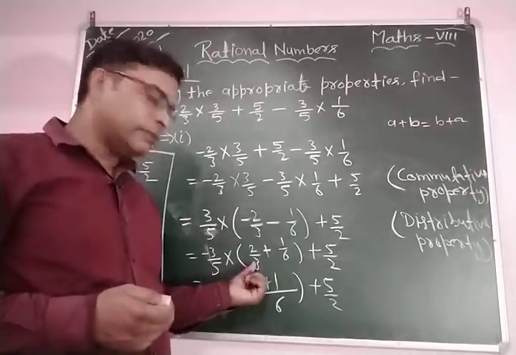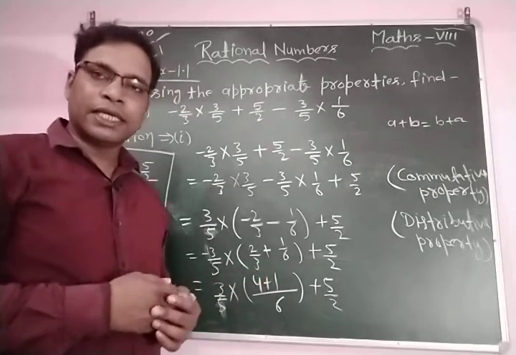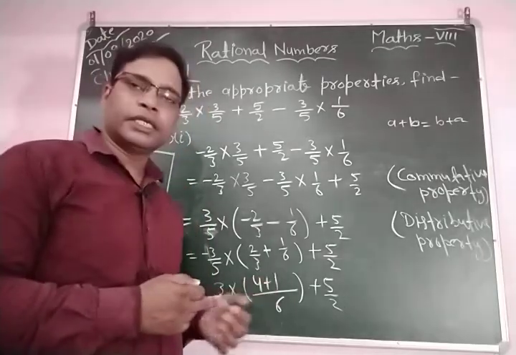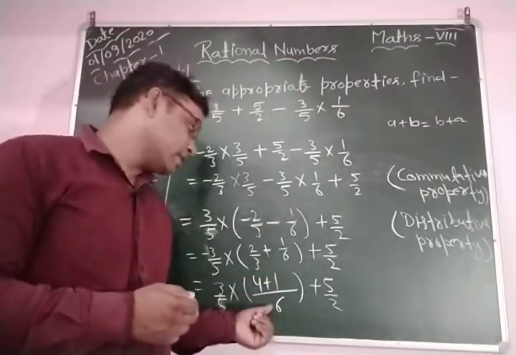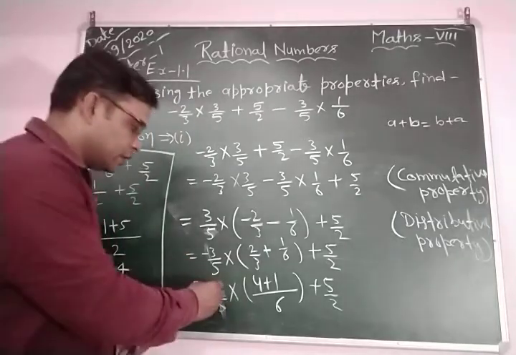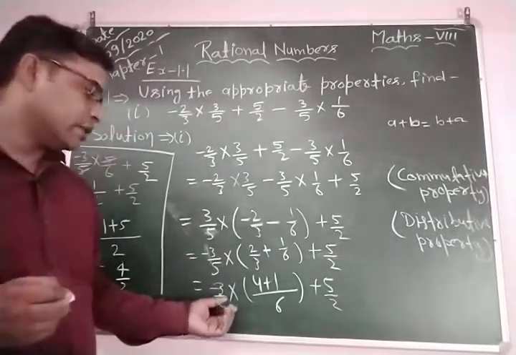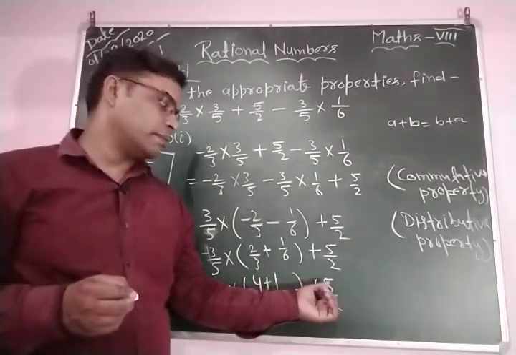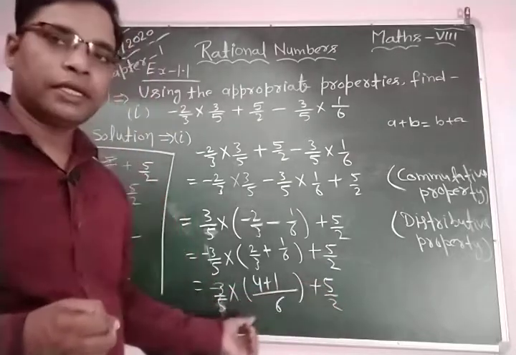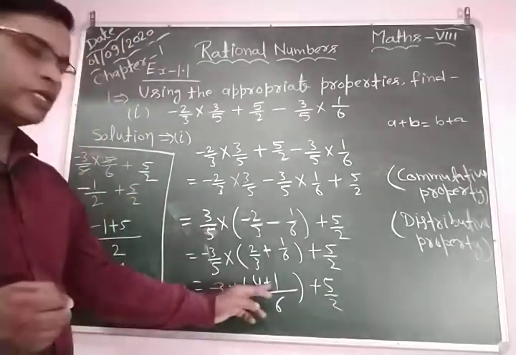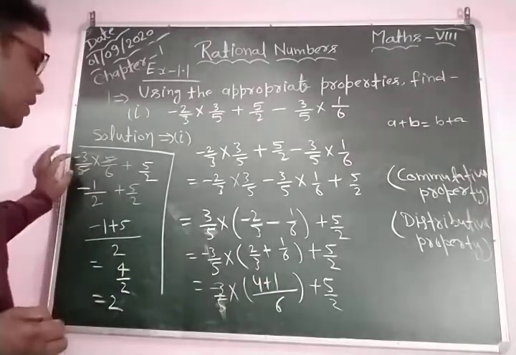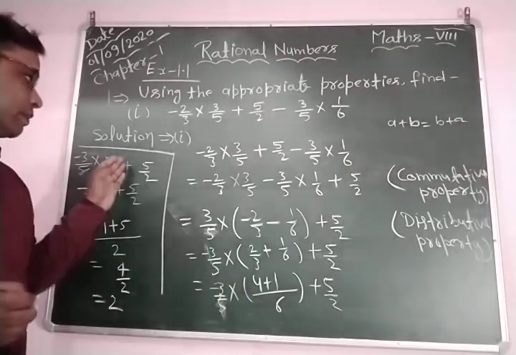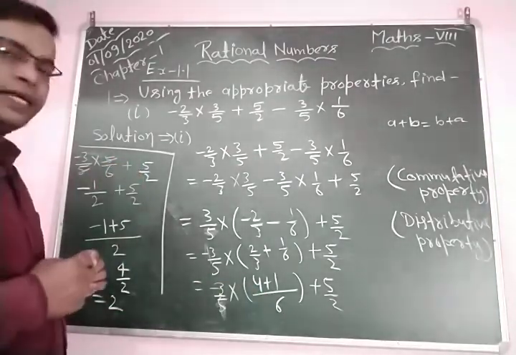And here the denominators of both fractions are 3 and 6. 6 is the multiple of 3, so LCM of 6 and 3 is 6. Okay, so here you can write also minus 3 by 5 into 4 plus 1 by 6, plus 5 by 2 we write as it is. Clear? Now 4 plus 1 is equal to 5, and here already we have minus 3 by 5 into 5 by 6, and plus 5 by 2 we write as it is.